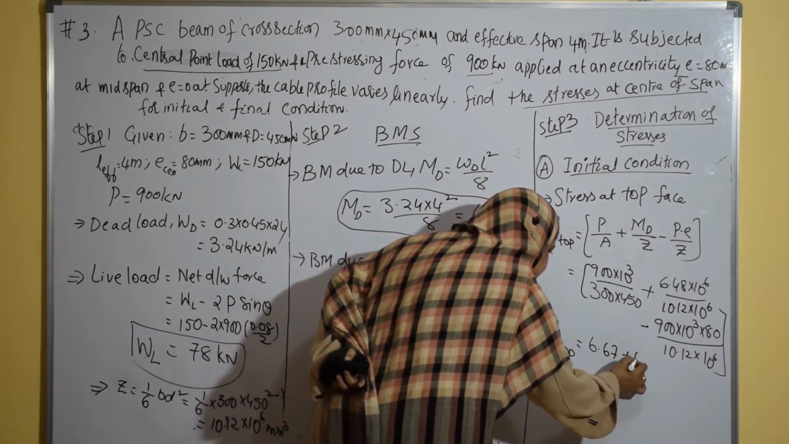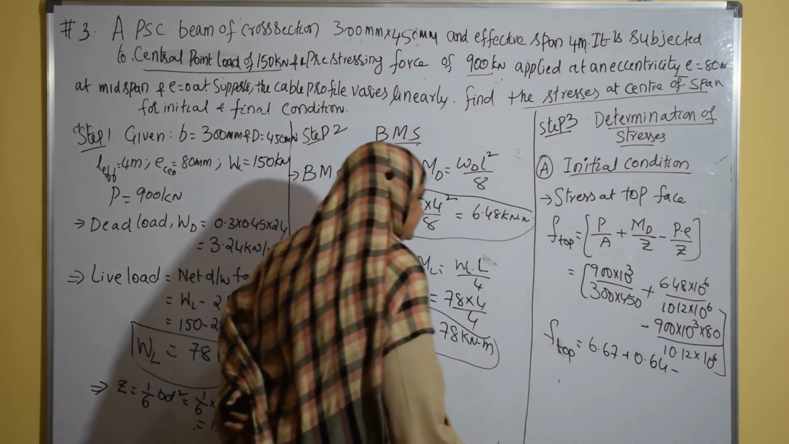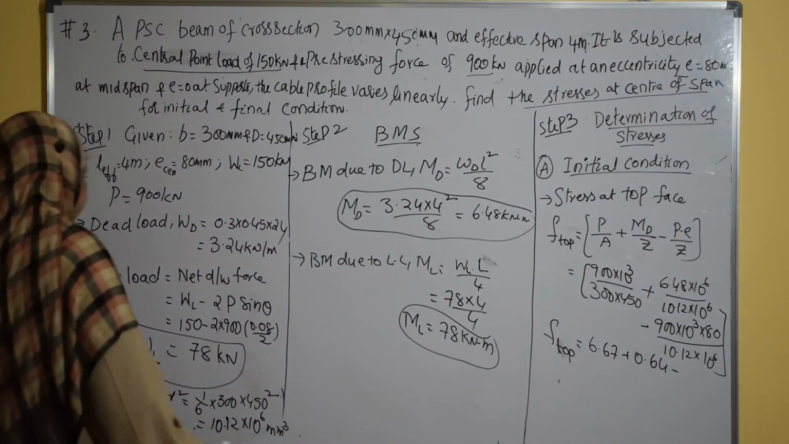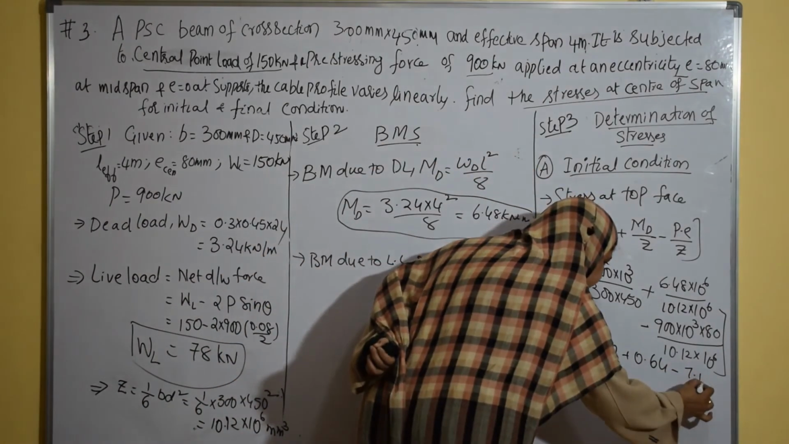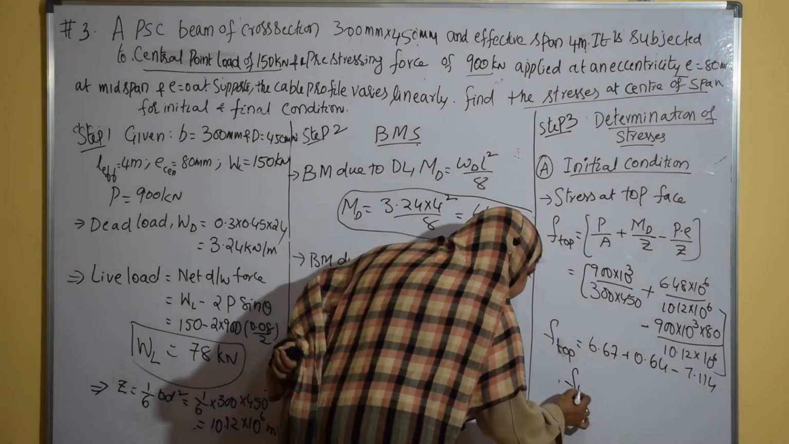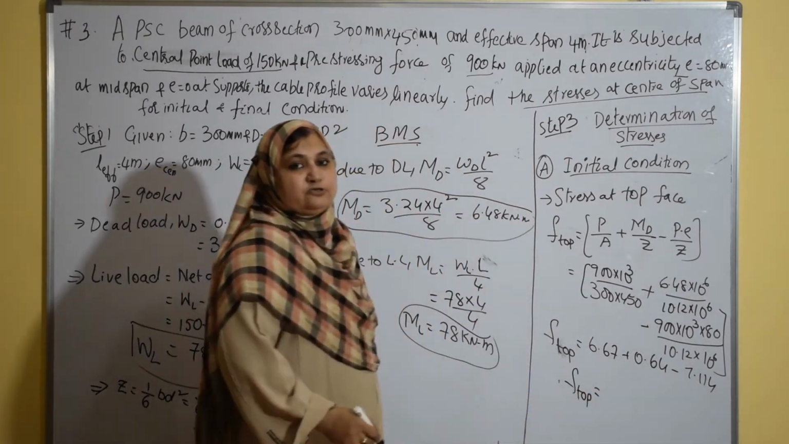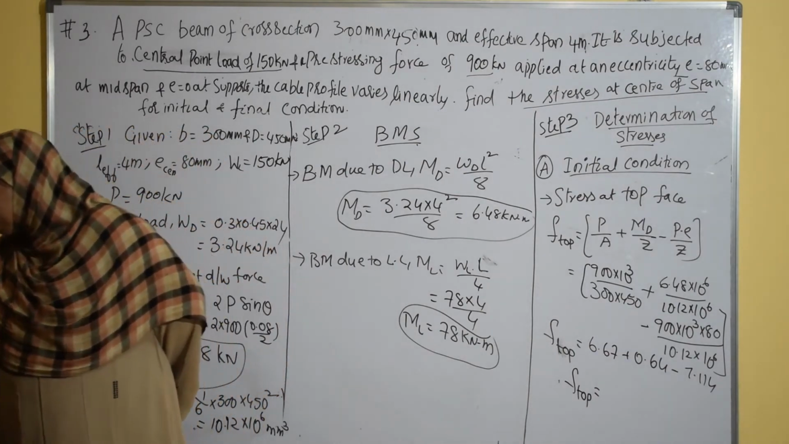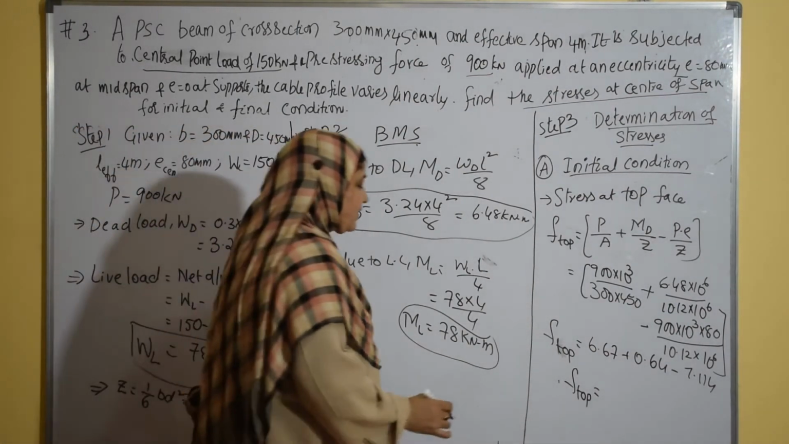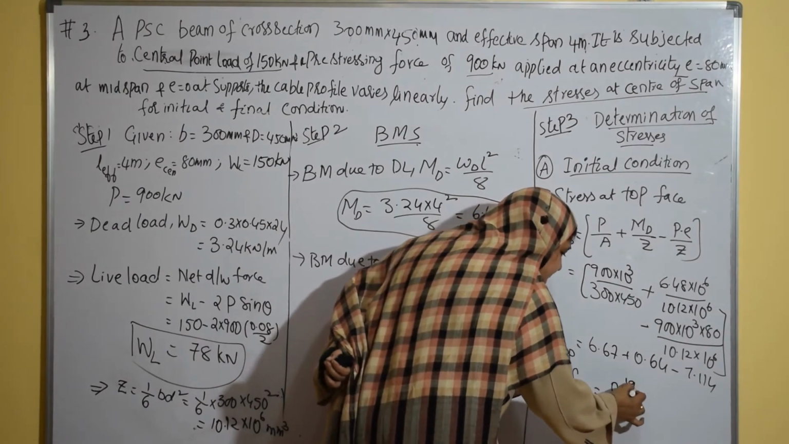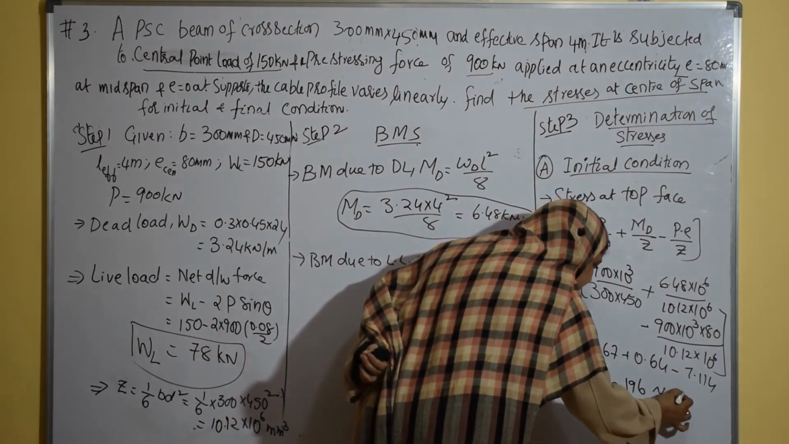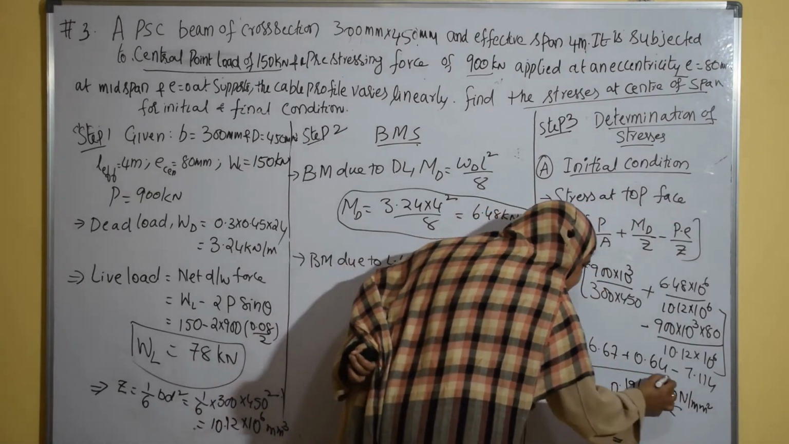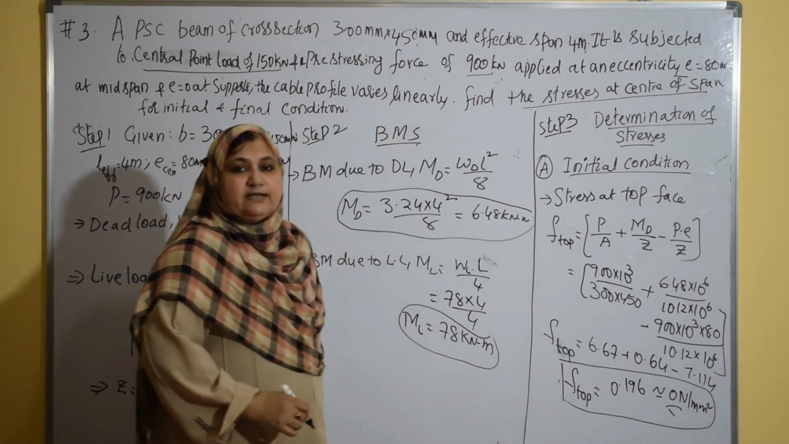6.67 plus 0.64 minus 7.114. So in the initial condition, the stress at the top section of the beam is 0.196. So it is almost like 0. You want to keep 0.2. But this is almost 0.196 Newton per mm square. Okay?